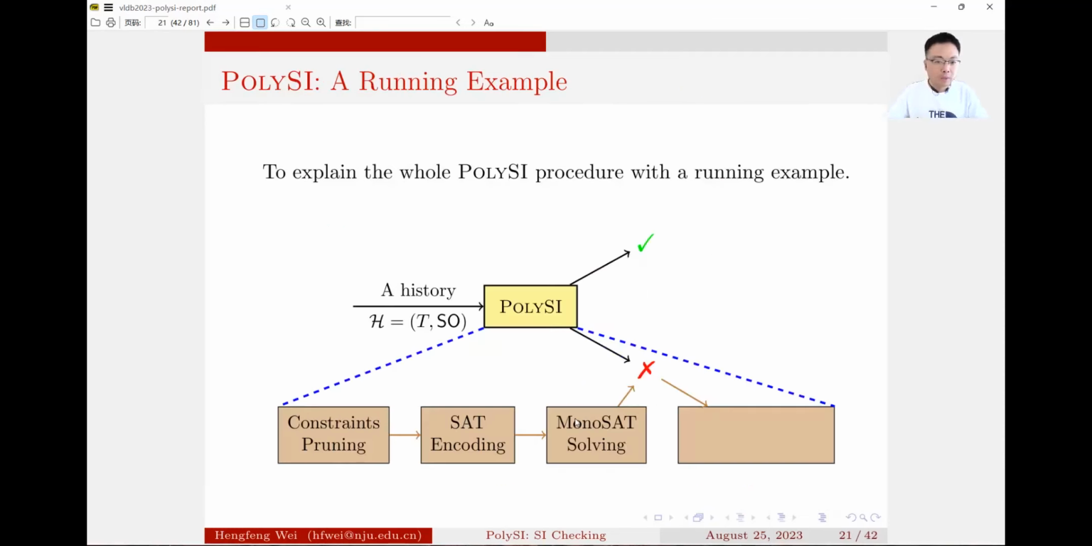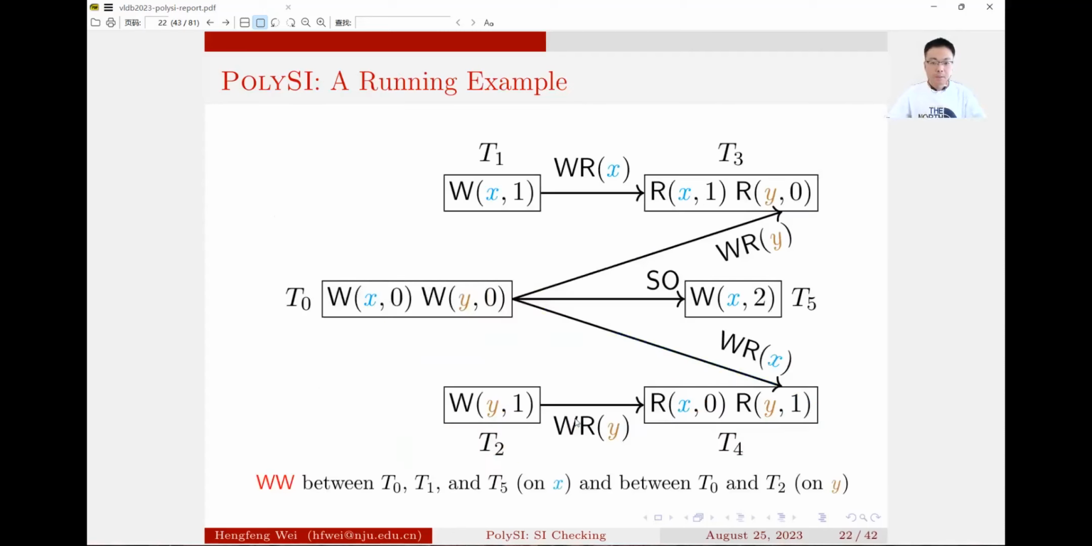Now we are ready to explain the whole PolySI procedure with a running example, including constraint pruning, SAT encoding, and norm-set solving. There are 6 transactions. We need to determine the WW dependency between T0, T1, and T5 on X, and the WW dependency between T0 and T2 on Y.